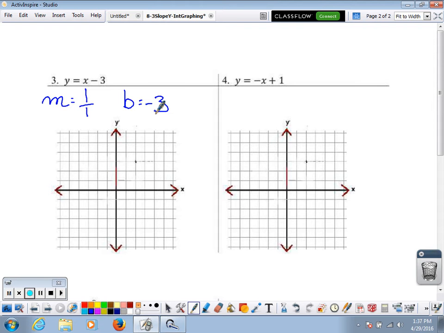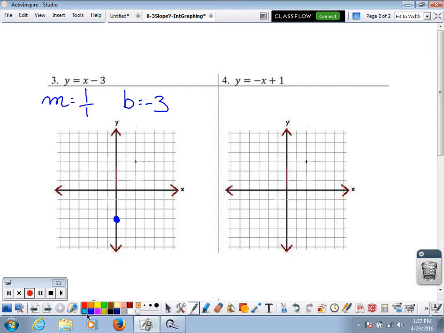Now, I need to start by plotting that y-intercept. Okay, Miss Hannah, where's the y-intercept going to be? Sorry? That's the slope. Down 3. Okay, I go from the origin down 3. The y-intercept is right on that y-axis, and because it's negative 3, it's going down 3.